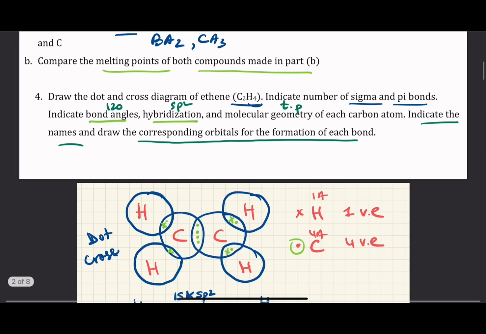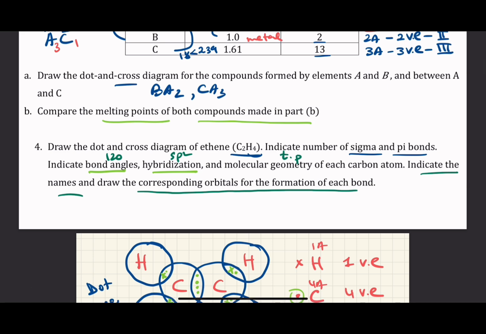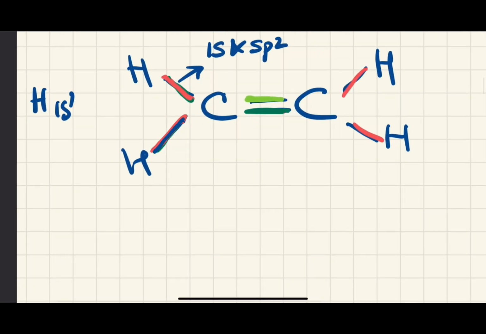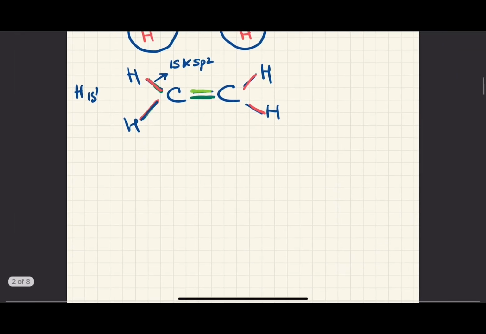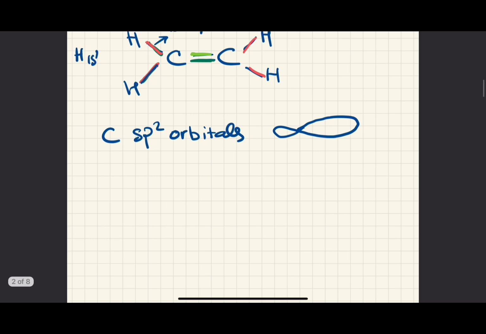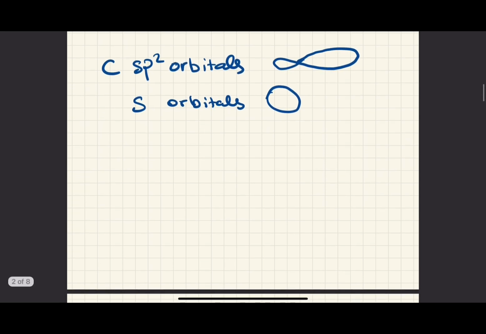Now the reason it's asking in here, indicate the names and corresponding orbitals for the formation of each bond. Now all these bonds, I have done this with you in the class, is that carbon has sp2 orbitals, and those orbitals look like this. And then we know that s orbitals are just a ball. We have done this with you. And we know that p orbitals look like a dumbbell.